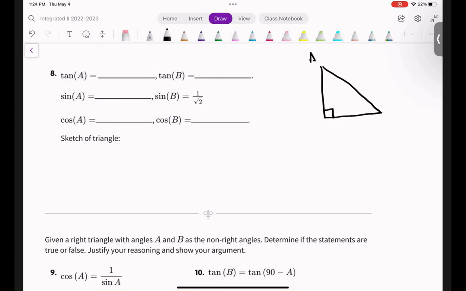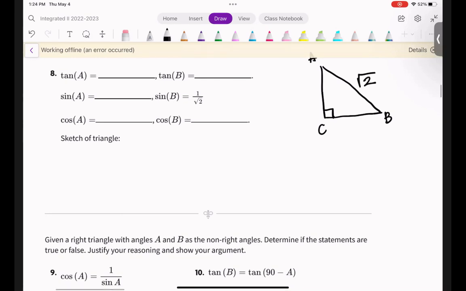And I'm going to label this one A and this one B, and then this one C. So you draw the triangle and then you label your triangle. So how do I label this triangle? 1 is the opposite and 2 is the hypotenuse for B. Okay, so square root of 2 is the hypotenuse.